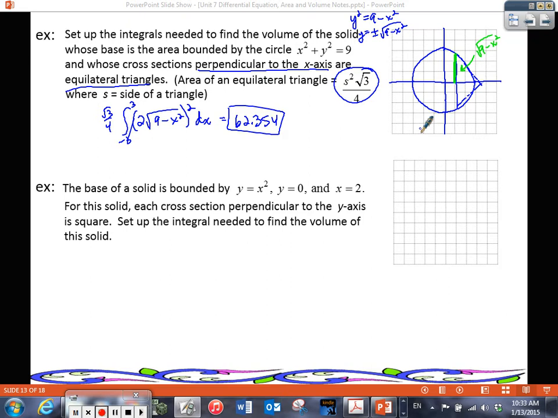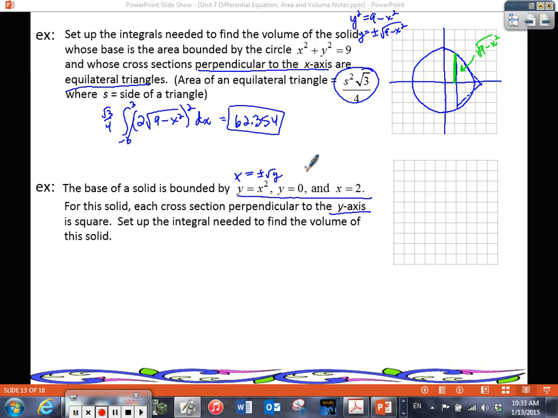The last example that we're going to do today is this one right here. We have a base of a solid bound by these particular curves. And it says for the solid, each cross-section is perpendicular to the y-axis. What does that mean for us? We have to be with respect to y, right? Again, with respect to y. So I'm going to have to change this and solve for x. This is going to be x equals plus or minus square root of y. So we need to fix that. All right, and the cross sections are squares.